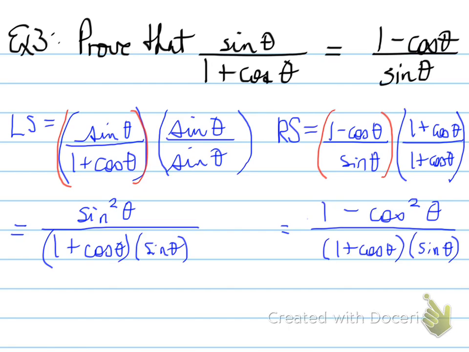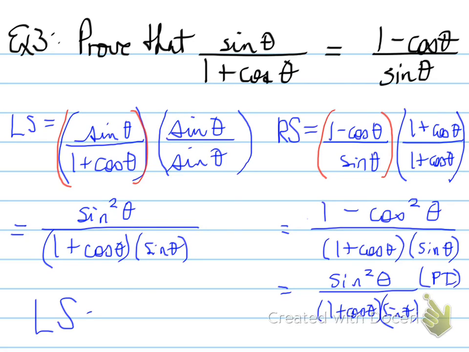Well, folks, if you remember the Pythagorean identity correctly, you'll remember that 1 minus cos squared theta is actually equal to sine squared theta. Using the Pythagorean identity, and lo and behold, guess what, folks? We found that the left side is equal to the right side. Cool.